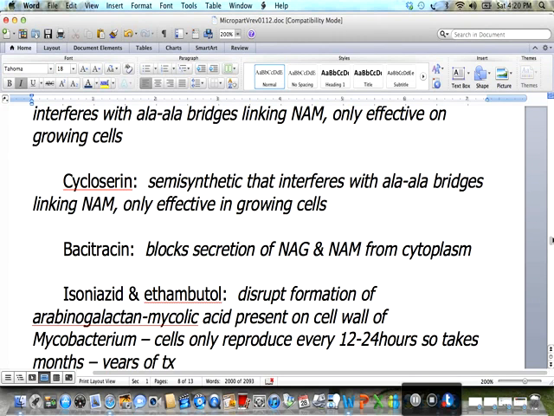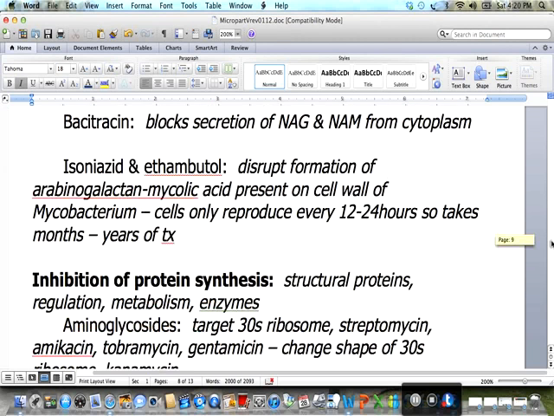Bacitracin interferes with cell walls by blocking the secretion of NAG and NAM present on the walls of Mycobacterium. Since these cells are slow to divide and only reproducing every 12 to 24 hours, it takes months to years of treatment.